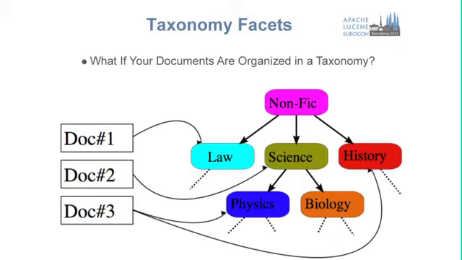Taxonomy facets are cool. We don't have native support in this for Solr yet. Hopefully we will in the future. But let's assume we have, like, document 1 that is on node law. We have this hierarchy, a taxonomy. Document 2 is on the middle node, science. And document 3 is on both physics and history.